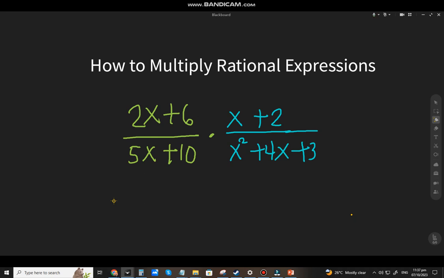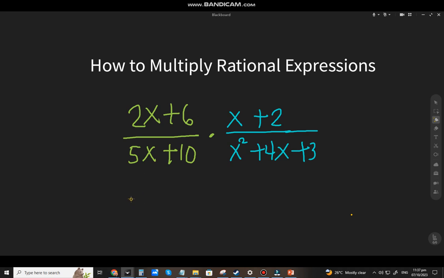So, in multiplying rational expressions, you cannot directly multiply it like this, like 2x plus 6 multiplied by the quantity x plus 2. You have to factor those terms first, the numerator and denominator, to make it simpler. So, let's factor those terms.